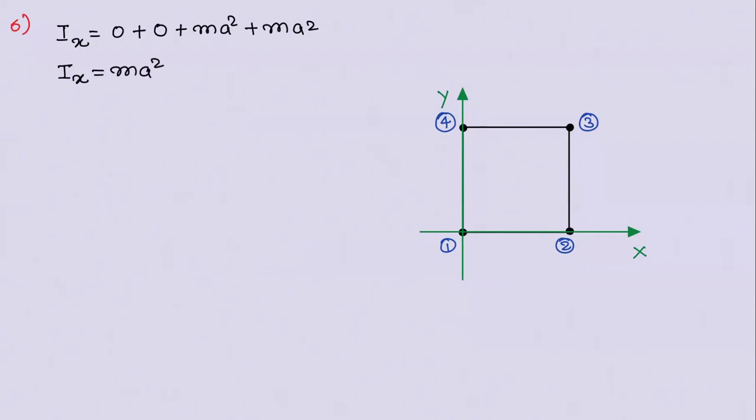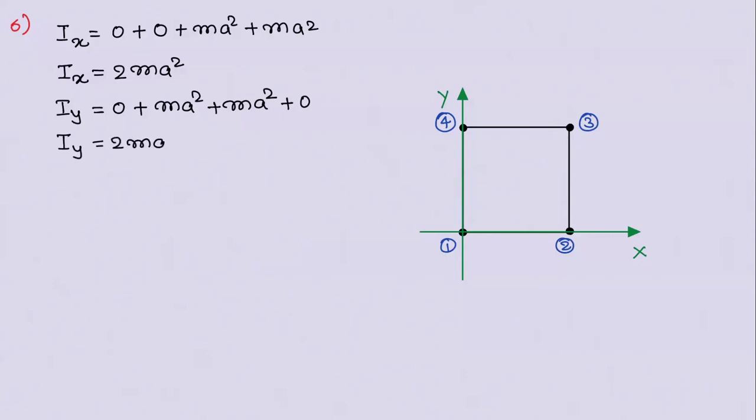Now let us go for the y-axis. Moment of inertia about the y-axis, Iy. The first particle, it's on the axis, right? So it is 0. Plus the second particle, ma square, because the perpendicular distance is a. Plus the third particle, ma square. Fourth particle, 0. Right? So the total value, Iy is equal to 2ma square.